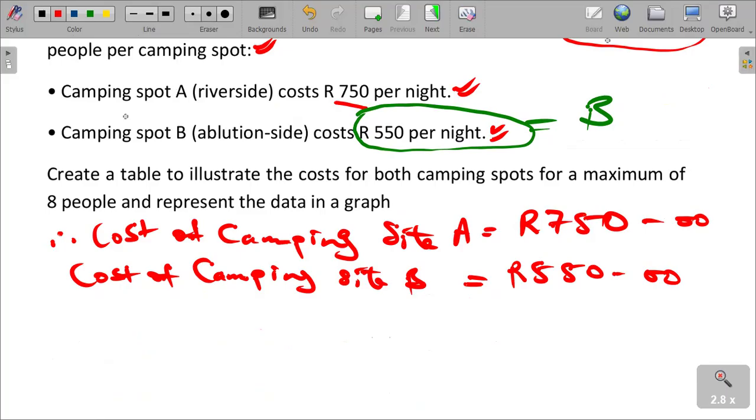So what we need to do is draw a table to illustrate the cost for both camping spots. What needs to be done is number of people, then camping spot A and camping spot B. Then we are able to work out this scenario. So let's do that. A table.